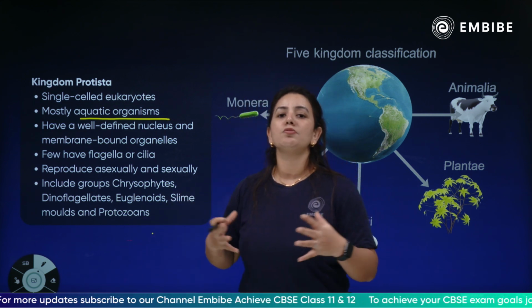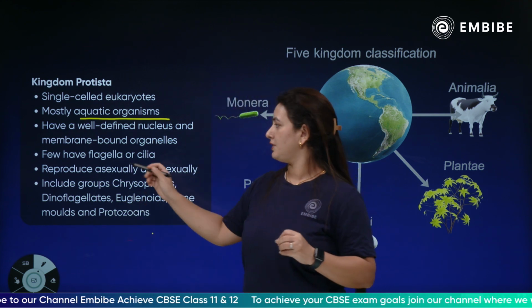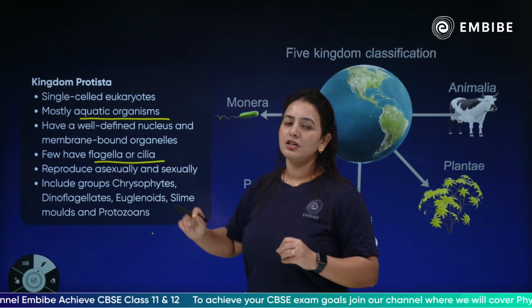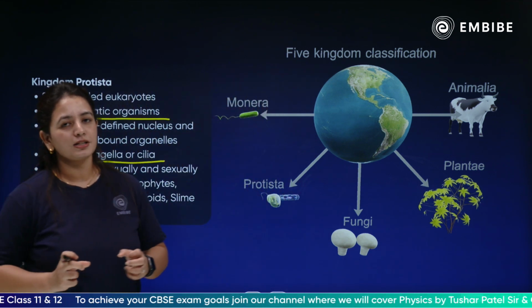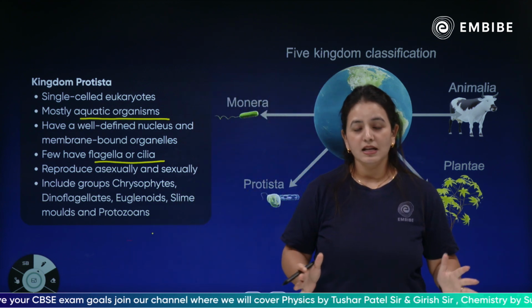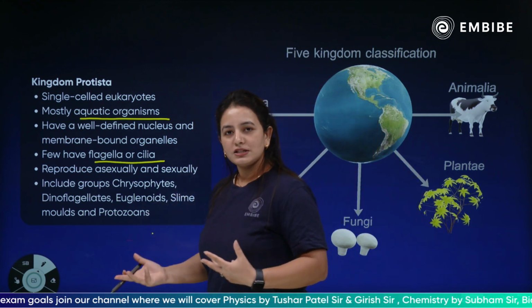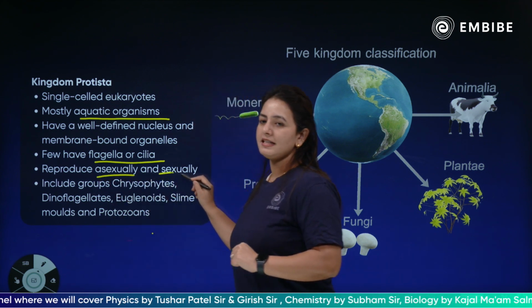For the movement of their body, they have cilia and flagella. The cilia and flagella are present on their body for movement, for capturing prey, and of course for movement towards food. What are the ways of reproduction? They can reproduce asexually as well as sexually.